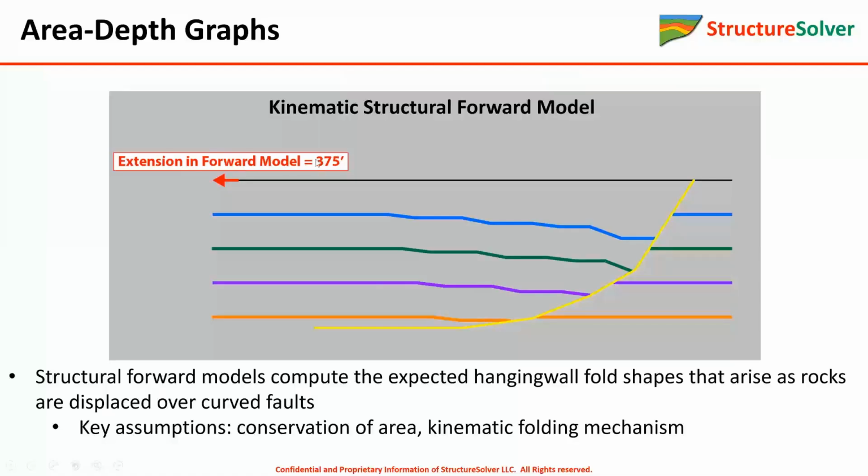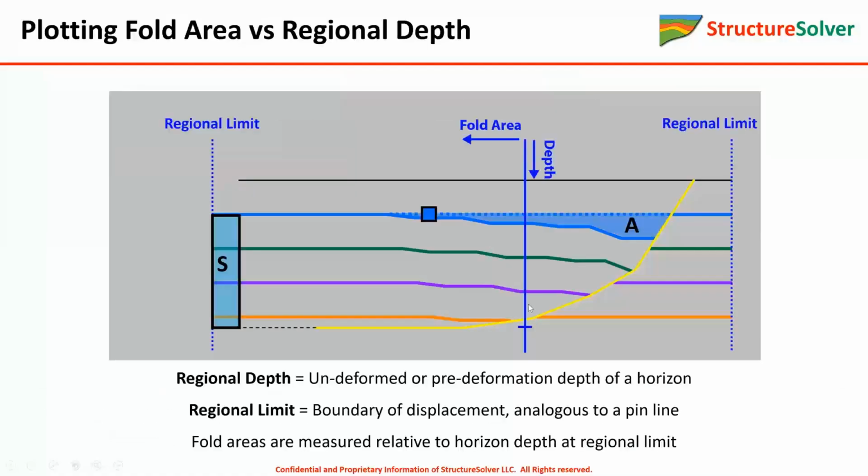that has a known amount of displacement. So this model has 375 feet of extension along that listric fault, and then this is the computed fold shape that arises assuming inclined shear and extension across that listric fault shape. So if you were looking at something like this in the seismic and you wanted to apply an area depth graph to either compute the amount of displacement or the detachment depth for the structure, say you hadn't imaged that flat detachment, the way that the method works is that we start out by putting an area depth graph right over the section.